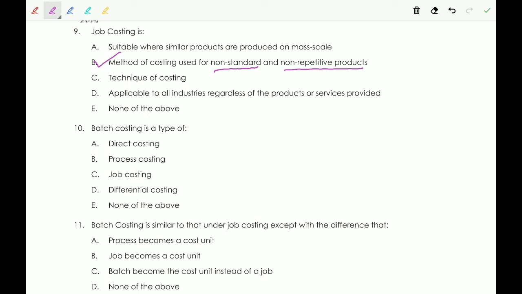Another one, batch costing is a type of A direct costing, B process costing, C job costing, D differential costing, E none of the above. So in the introduction also we discussed batch costing is a type of job costing.